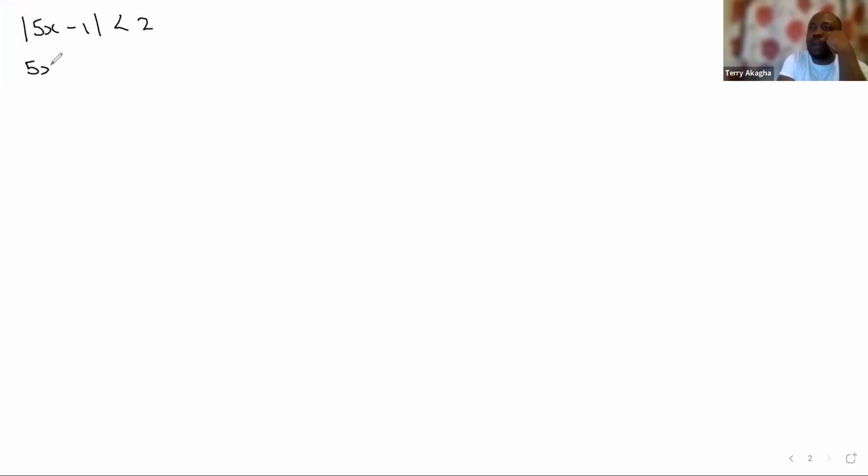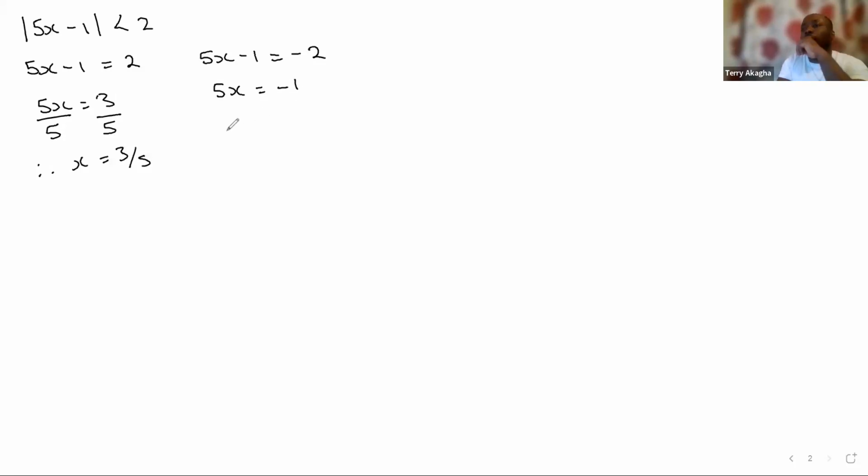Okay, so it's going to be 5x minus 1 is equal to 2, or 5x minus 1 is equal to minus 2. Okay, so we have 5x is equal to, take 1 to the other side, will give you 3, and then 5x is equal to minus 2. You add 1, so it will become minus 1. Does that make sense? So you divide both sides by 5. So therefore, we have x to be equal to 3/5. And here we have x to be equal to -1/5.